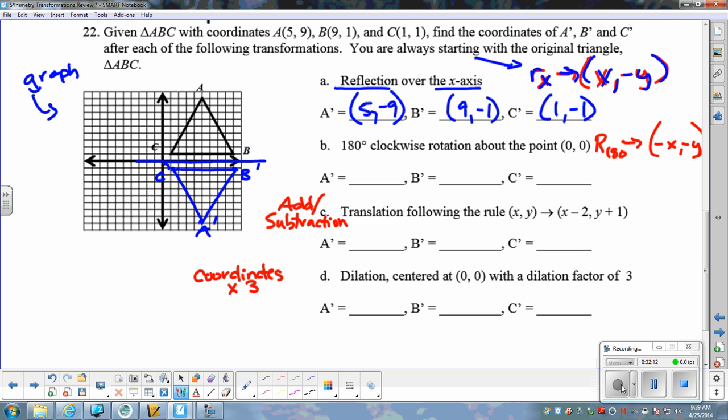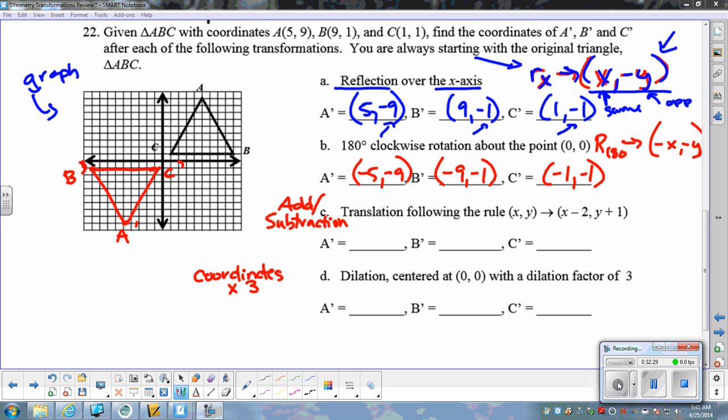If I look at the pattern here, it means that the x values remain the same, but the y value becomes opposite. So if that's the case here, I'm just taking the originals and these are all going to be the opposite of what they were originally.